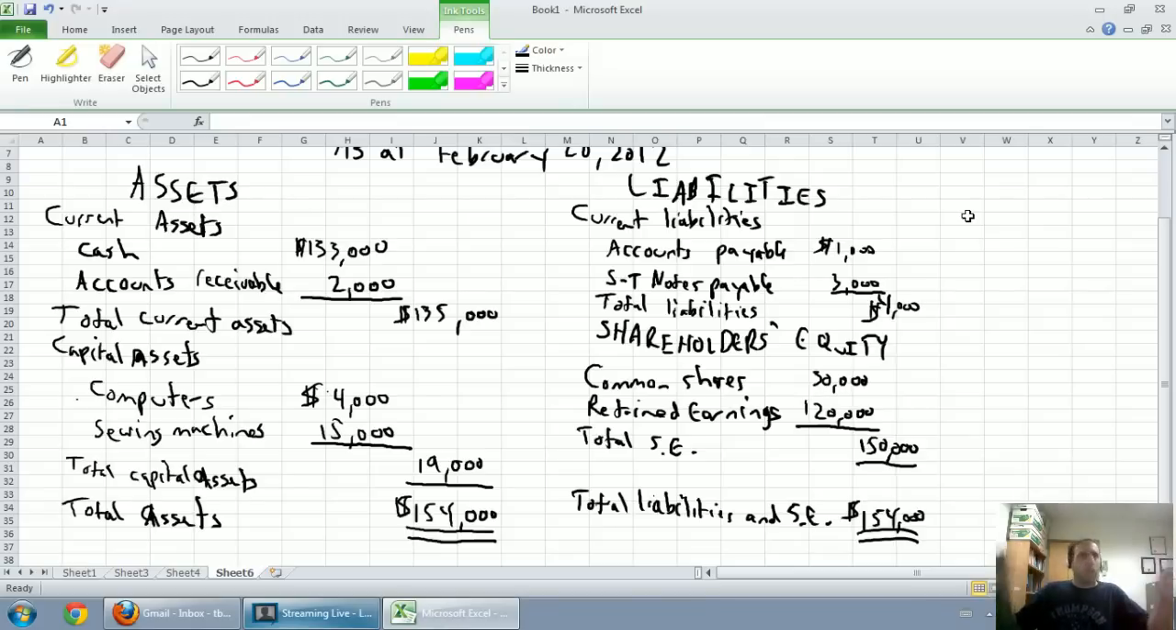So the sun is shining, the birds are singing, we should be feeling very good about ourselves right now. Our balance sheet balances. We're going to talk more about some of the details of each of the financial statements and a bit of analysis in the next video.